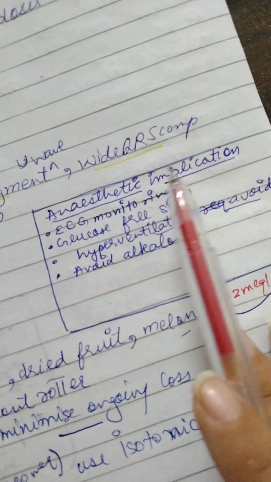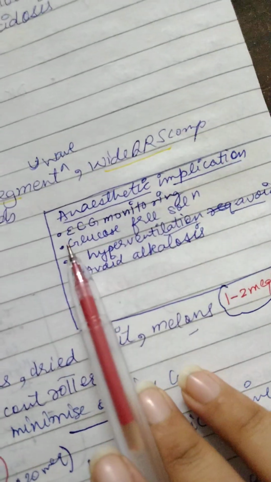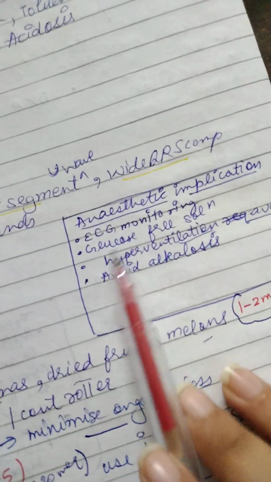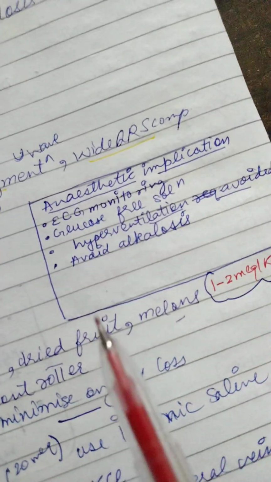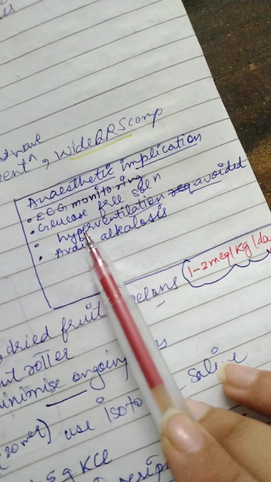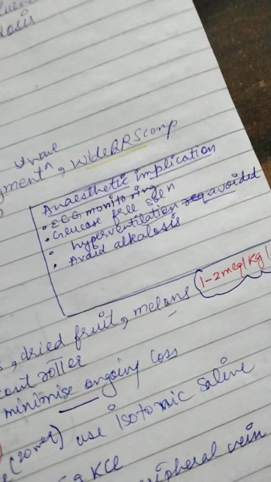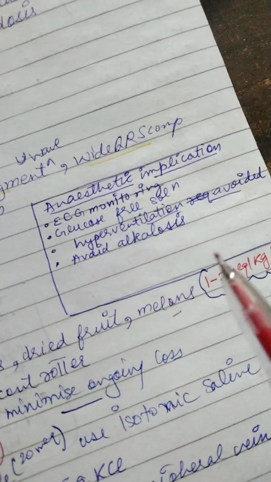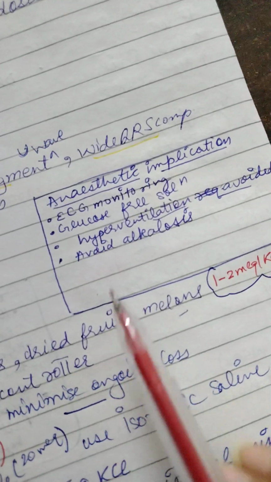Now we'll come to the topic anesthetic implications. Anesthetic implications are ECG monitoring should be done, glucose free solution should be administered, and hyperventilation should be avoided. Why? Because hyperventilation increases the hypokalemia.